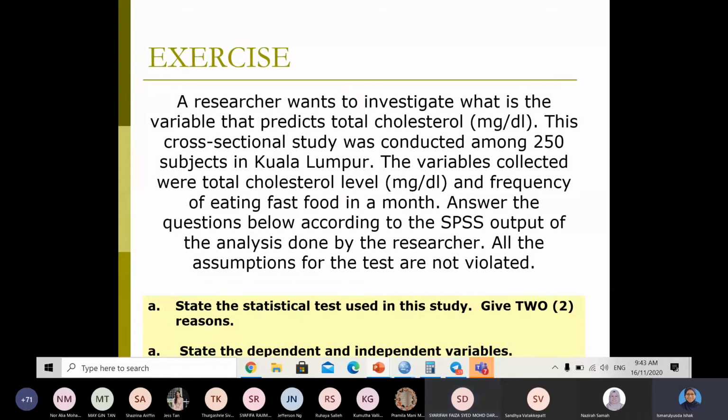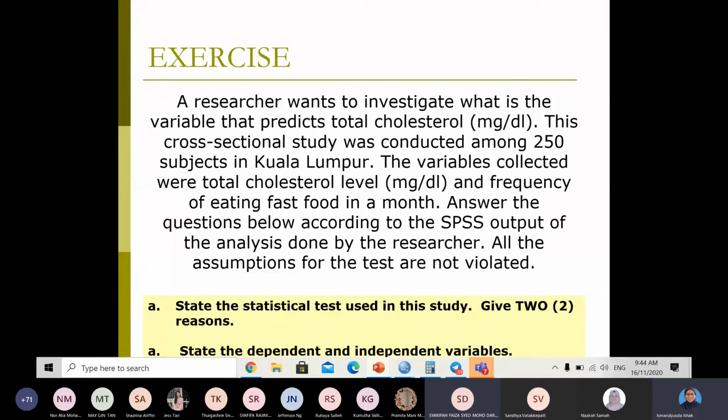2 variables. What is it? The frequency of eating is independent. Betul. And the total cholesterol is the dependent. Yeah, okay. So that is one reason. You can write, okay, 2 variables. You should write what is the independent and what is the dependent variable. 1 mark for that. Another point, another reason.